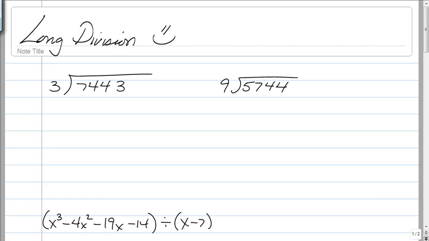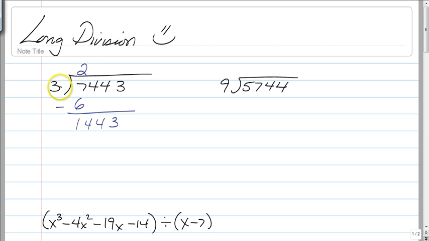Throwback, long division. Back in the day, you were told to ask yourself a question. How many times does 3 go into 7? You would say 2. Then you'd say 2 times 3 is 6. And then you would subtract. So 7 minus 6 was 1. Then you'd bring down the rest of your stuff.